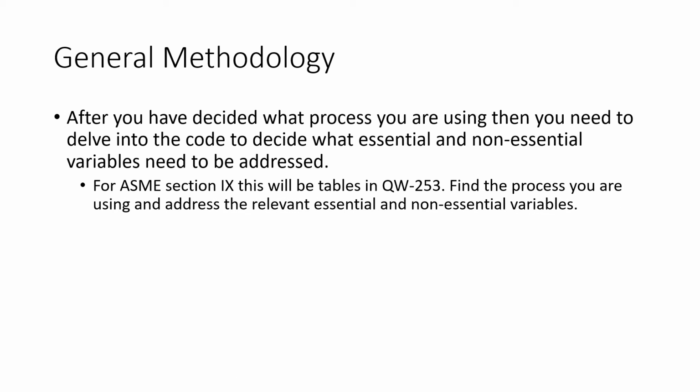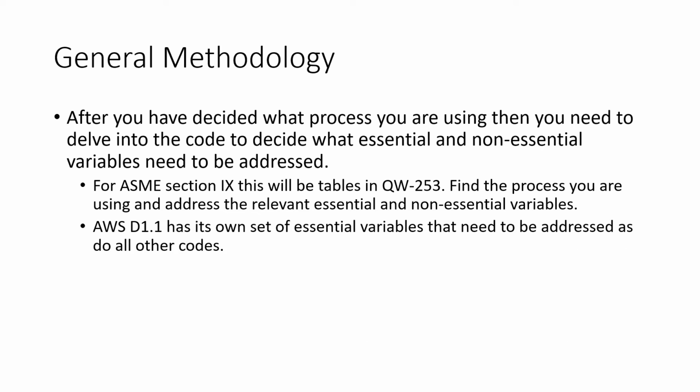For ASME Section 9, you're going to want to look on the tables in QW 200, and I think they start at QW 253. So this will give you the relevant essential, supplementary essential, and non-essential variables. D11, they're going to have the structural steel welding code. It's going to have its own essential variables, and all other codes are going to have their own essential variables.